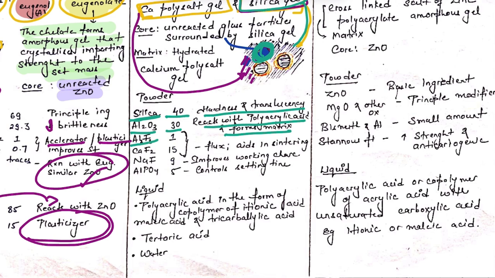Then we have aluminium fluoride. It provides the ions, right? Fluoride ion, calcium ion, sodium ions, they all provide the ions, they form the flux and they aid in sintering. Then sodium fluoride improves working time, and aluminium phosphate controls the setting time.